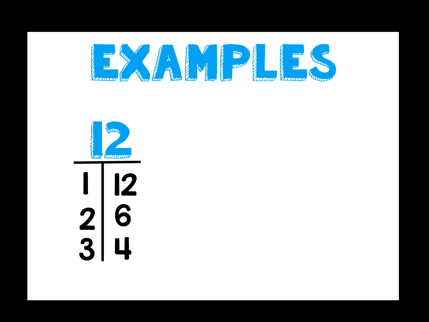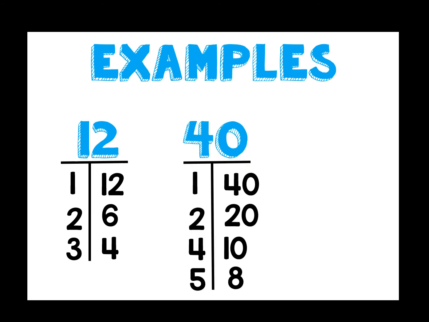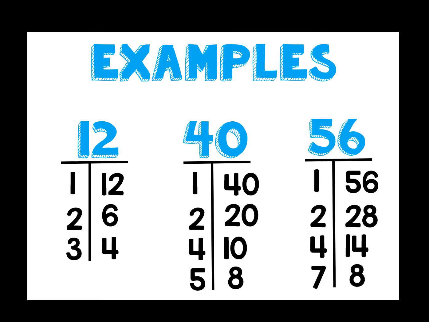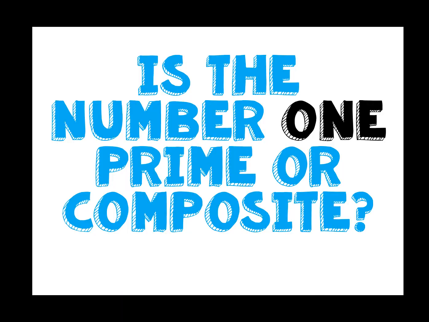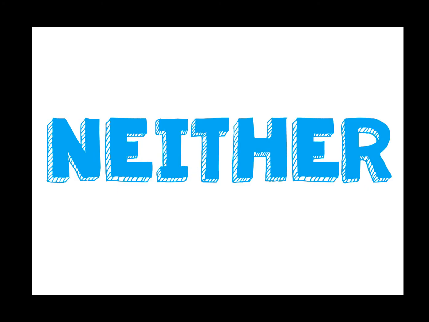It has 3 factor pairs. The number 40 has 4 factor pairs. And the number 56, it also has 4 factor pairs. On this hundreds chart, you will see the composite numbers shaded blue, and the prime numbers are orange. Is the number 1 prime or composite? Neither. It does not fit the definition of prime or composite.